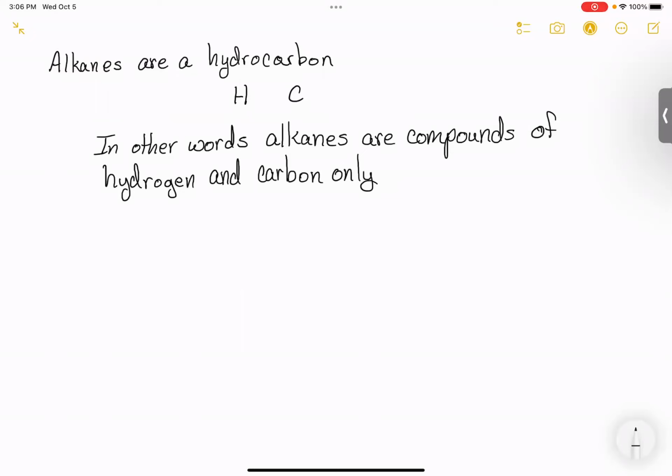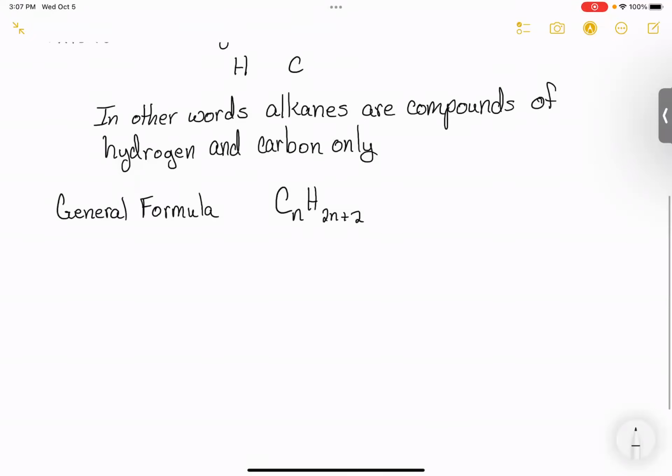Now, alkanes have a very general formula. That is C subscript n, H subscript 2n plus 2. That is the general formula for an alkane, where n is simply the subscript on the carbon.